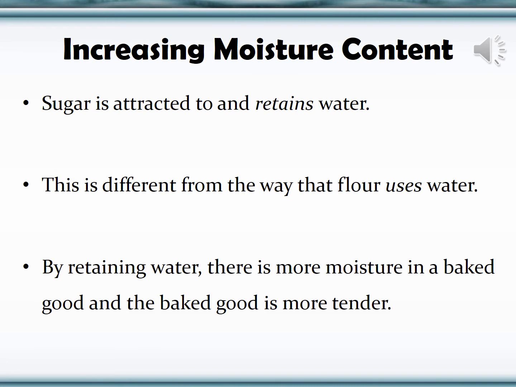Sugar is attracted to water because sugar and water both have slight positive and negative electrical charges. You don't have to know this, but this helps to explain that concept. Positive attracts to negative and vice versa. So flour absorbs water, but it more so uses this water to form gluten bonds, whereas sugar attracts water and simply retains it or keeps it in the baked product due to these electrical charges. And as a result, by retaining that water and keeping it in the baked product, that food is going to be much more moist and more tender.